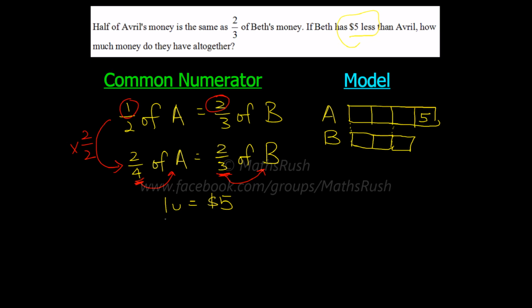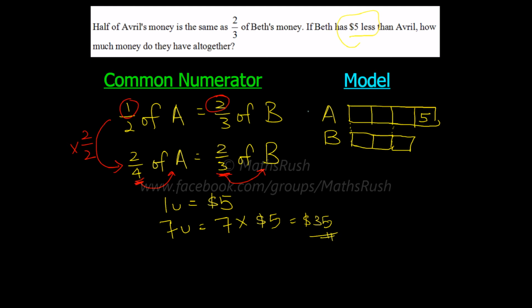So here comes your working. How much do they have altogether? It's 7 units, which is equal to 7 times $5, which is equal to $35, and this is my answer. As you can see, the model is still rather friendly, so it's much easier to draw, but if the fractions change, it will be extremely difficult.